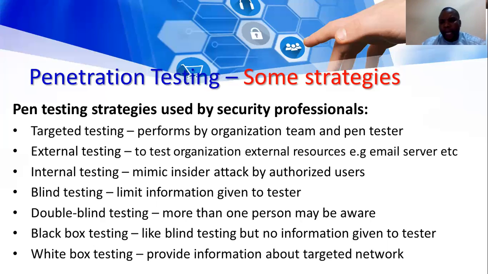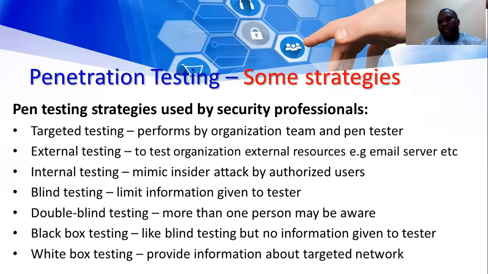Then we have what we call blind testing. When you perform blind testing, you give limited information to the tester to work with. This is just the information, and I'm giving it to you as the general manager of your organization. Nobody knows about this testing. Take this little information, and please perform a pen test on this network based on it. This is what we call blind testing.